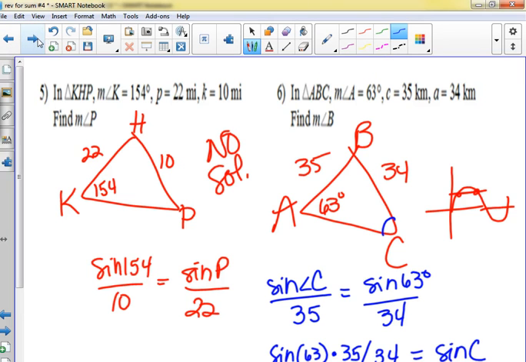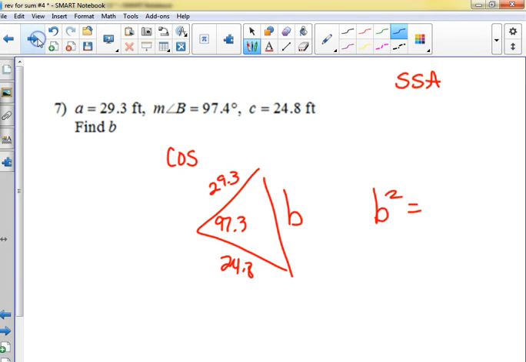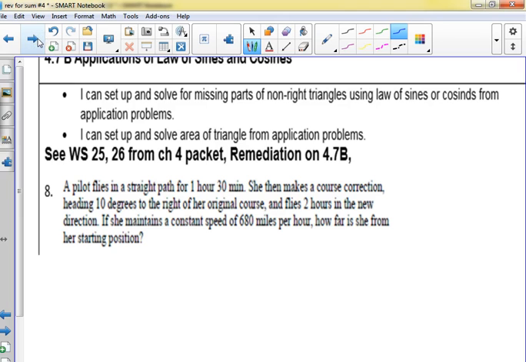Yes. Can I do the applications? Number 9? Okay. This one says, and I can just set this one up for you, a pilot flies in a straight path for an hour and 30 minutes, which is 1.5 hours, right? Then makes a course correction heading 10 degrees to the right of the original path. Flies 2 hours in a new direction, if she maintains a constant speed of 680 miles per hour.